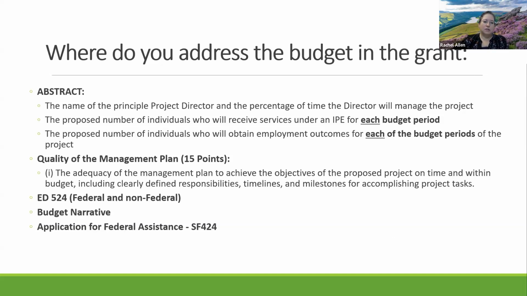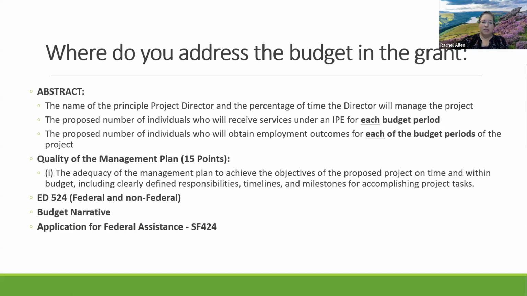The other areas include the quality of the management plan, which is a section in the grant application, and that part is worth 15 points. And the specific, I guess you could call it bullet or section, is in the little I section of that area, and it's the adequacy of the management plan to achieve the objectives of the proposed project on time and within budget, including clearly defined responsibilities, timelines, and milestones for accomplishing project tasks.